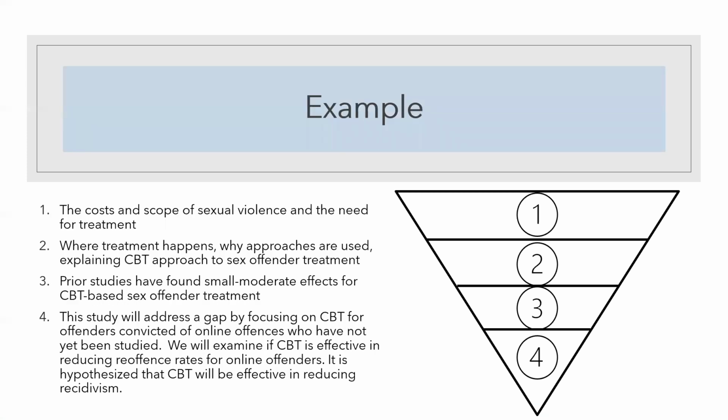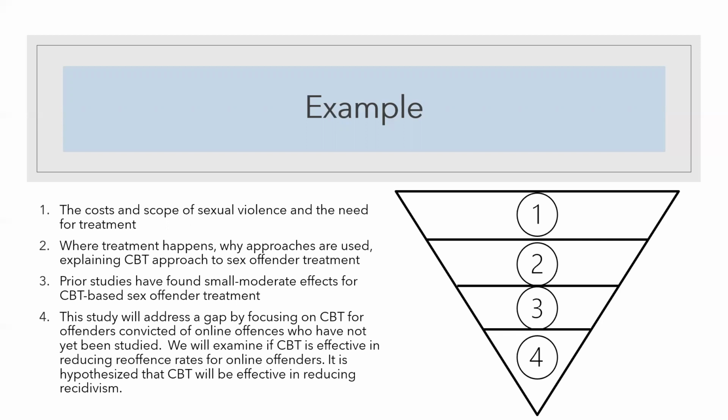So still using the example topic of CBT for sexual offending, this would look like first outlining the costs and scope of sexual violence and the need for treatment. Then you'd move into where treatment happens, why certain approaches are used, and explaining the cognitive behavioral approach to sex offender treatment. Then you'd summarize some prior studies that have found potentially small to moderate effects for CBT-based sex offender treatment.